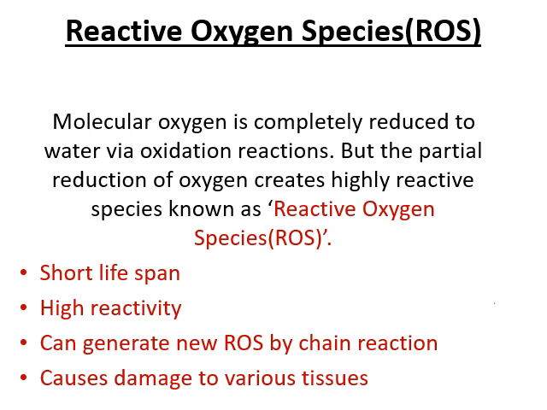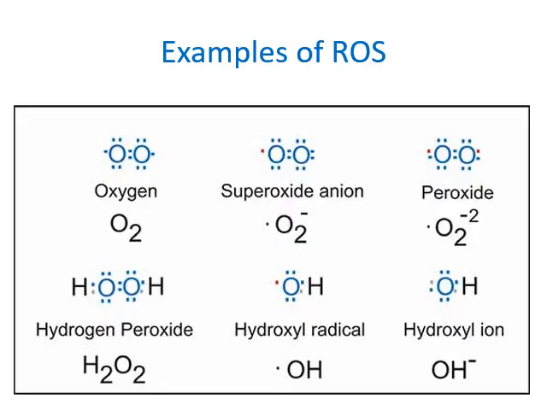For example, superoxide has a half-life at 37 degrees Celsius of 10 raised to minus 6 seconds, whereas hydrogen peroxide has a half-life of a few minutes. The second characteristic feature is high reactivity. Once a free radical forms, it can initiate a chain reaction. That is the meaning of high reactivity. Then it can generate new reactive oxygen species by chain reaction. And the last one, it causes damage to various tissues.